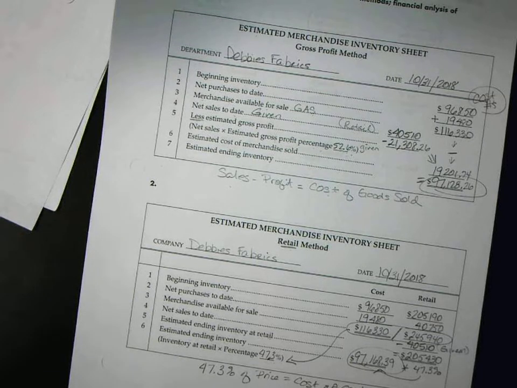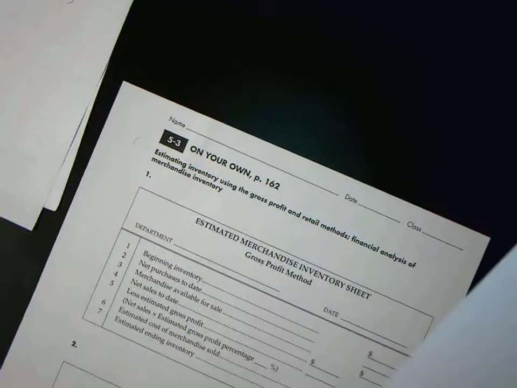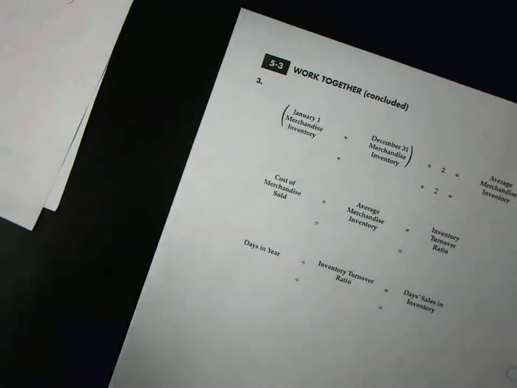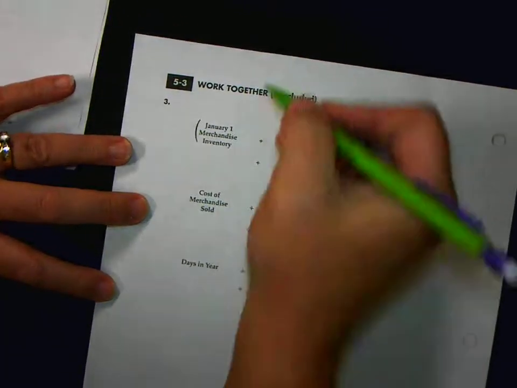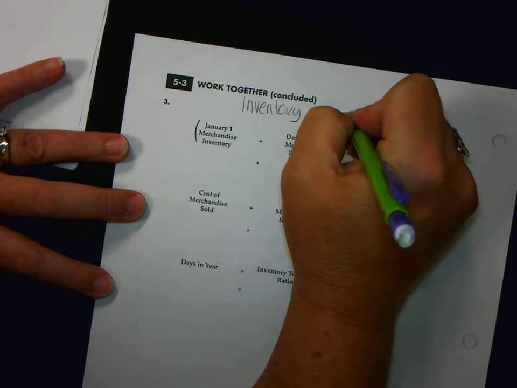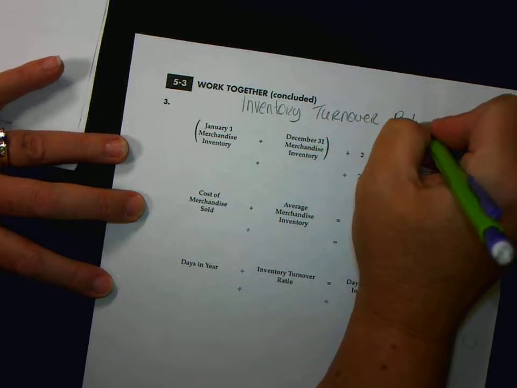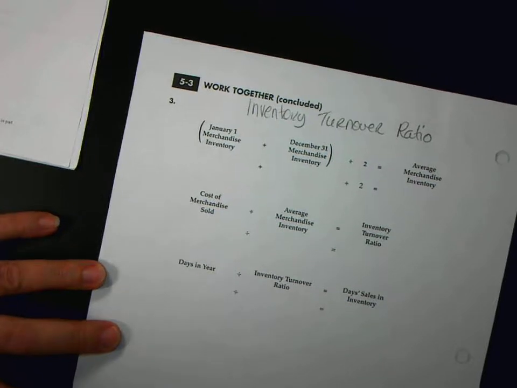Okay. Now, another part of this that they want us to look at is calculating the inventory turnover ratio and the days in inventory. Okay. So go to the next part of 5.3. Okay, and what we're calculating here is inventory turnover ratio. How fast are we getting through our inventory? The faster we sell our inventory, the more money we're making. Okay, and so that's important to us.